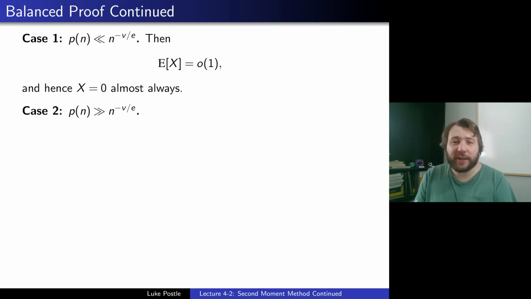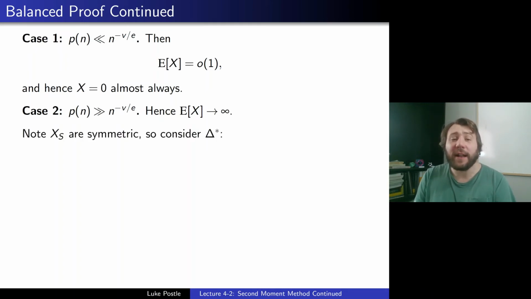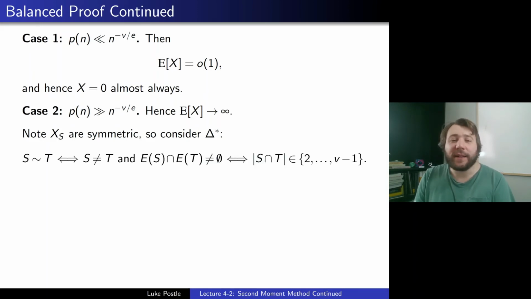And now we move on to the other case, the harder case where we need the second moment method, that p of n is much, much greater than the threshold. And this is, again, similar. One, we can already conclude that E of X goes to infinity then, which we'll need to apply this delta star corollary. Again, we can note the X's are symmetric, as the various sets are clearly symmetric, so we can consider delta star. Now, what good will that do us? Well, again, the different sets S and T only depend on each other if some of their edges overlap, which only happens when the size of S intersect T is in 2 up to v minus 1.